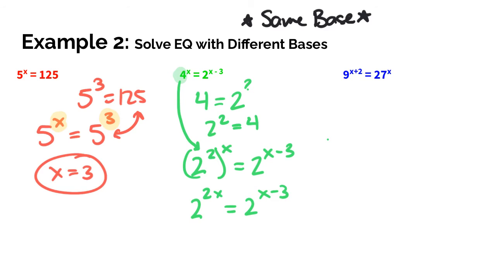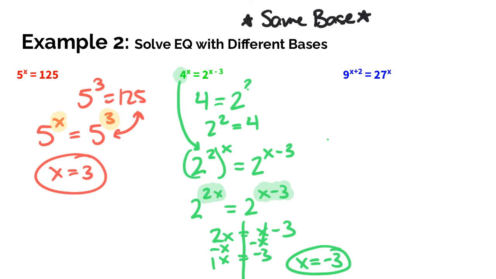Now notice that I have the same base. Both of these are expressed with a base of 2. So now I can take the exponents and think to myself, okay, what value of x would I plug in there to make the exponents the same? So I'm going to take 2x and set it equal to x minus 3, and that gives me an equation that I need to solve. So in this case, I've got to gather my variables to one side. I would get 1x equals negative 3, and that tells me that my answer here should be x equals, oops, not 3, but x should equal, in this case, negative 3.